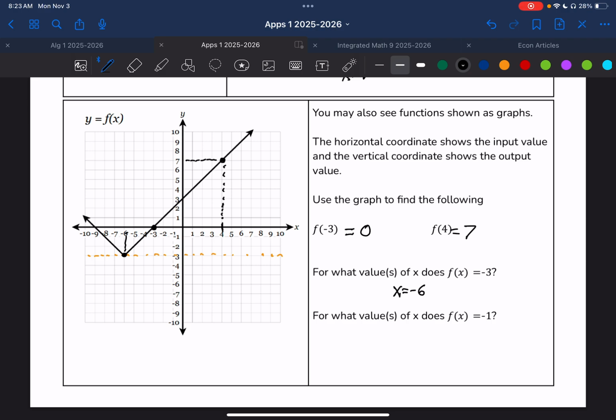If we do -1, well, we know y equals -1. That's this line right here, right? This is y equals -1. We're 1 below the x-axis. And so where does our function hit that? Well, it's right there and right there. So here we have two different values. We have x is equal to -4 and x is equal to -8.